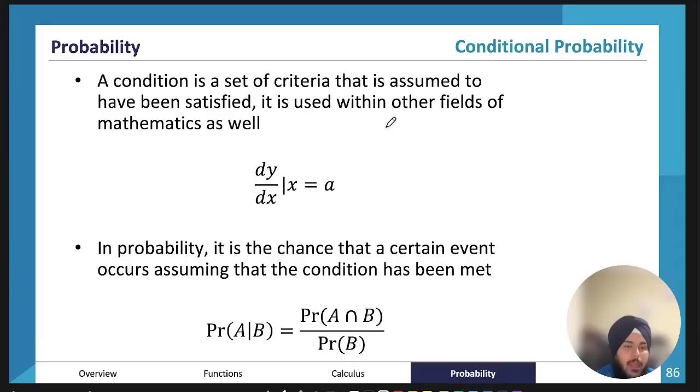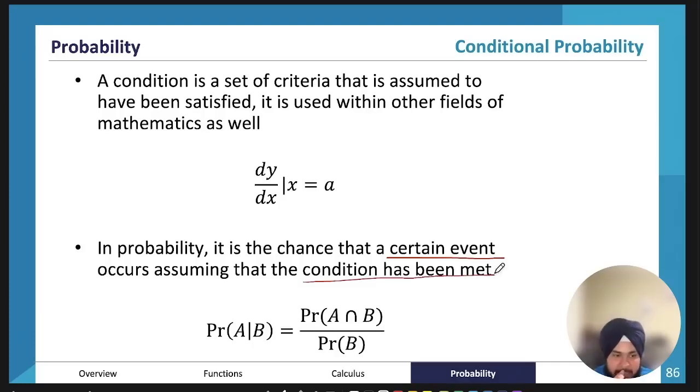Okay, so next we'll just quickly look at conditional probability. Conditional probability is essentially when you have this overall criteria and you have a specific criteria within that, and you're trying to determine what's the probability that my value is going to be within that particular criteria. So what is the probability that a particular event is going to occur, assuming that the condition or a certain event has already occurred?